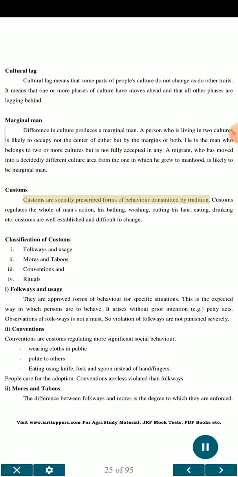Customs. Customs are socially prescribed forms of behavior transmitted by tradition. Customs regulate the whole of man's action: his bathing, washing, cutting his hair, eating, drinking, etc. Customs are well established and difficult to change. Classification of customs: I. Folkways and usage. II. Mores and taboos. III. Conventions and IV. Rituals. I. Folkways and usage.